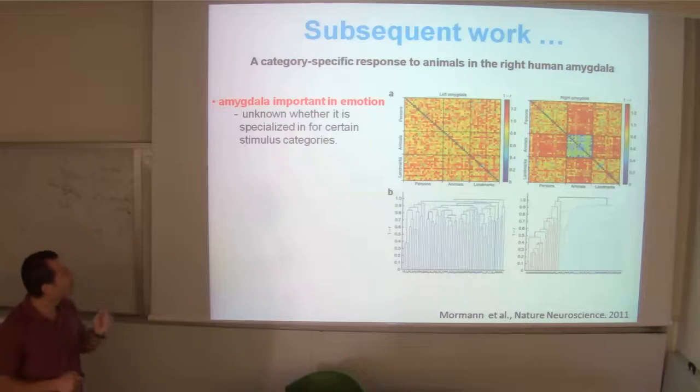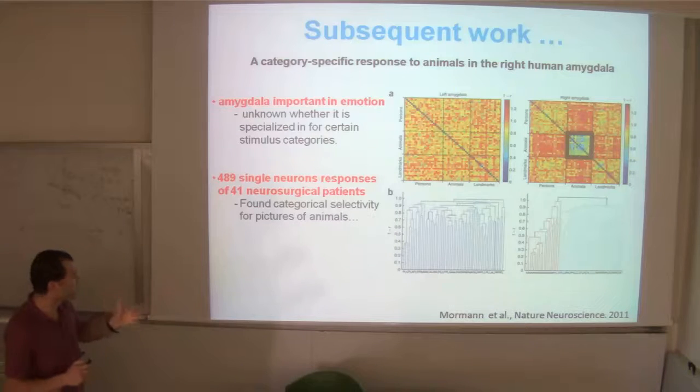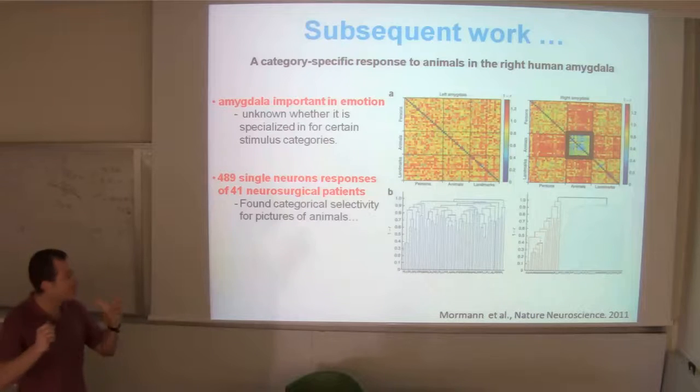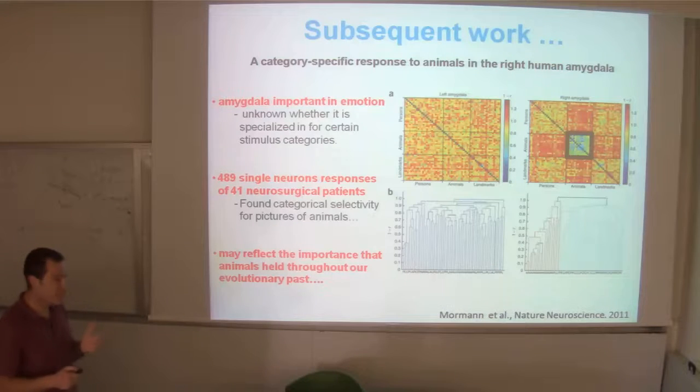And I'd like to show you some of the subsequent work that has been done in Germany in the laboratory for neurosurgical patients that were recorded with single cell recording, and they used the same method in the amygdala. The beautiful thing here is that we can see there is some correlation only in the right amygdala, but not in the left amygdala. If we present animal images, there is a response of the firing rate in the right amygdala. What they claim is that it may reflect the importance that animals had for our evolutionary path.